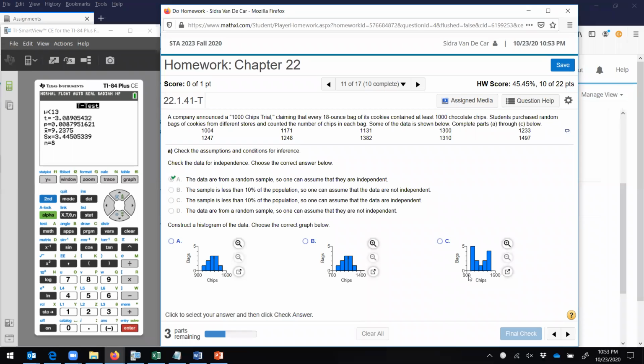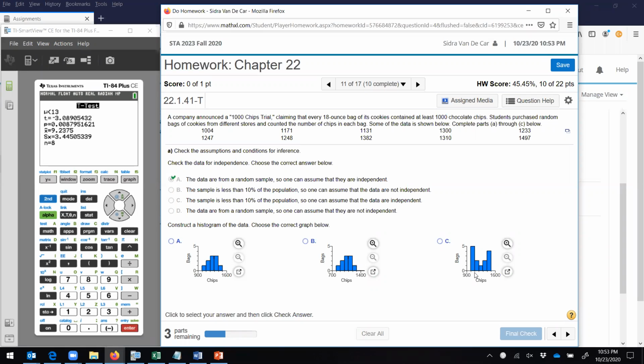So if this is 900,000, 1,100, 1,200, 13, 14, 15, and then 1,600. Okay. So this is between 1,000 and 1,100. 1, 2, 3. Should have 3 values there.